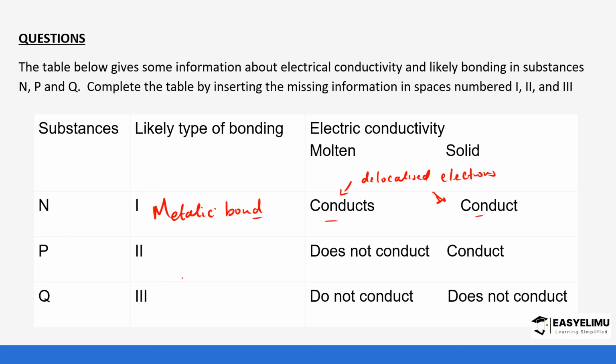Then when you look at substance P, it does not conduct electricity in molten state, but it conducts electricity in solid state. The one that behaves this way is a giant atomic structure, graphite. So we will say it's covalent bonding. But if you were asked about the structure, we would say it's the giant atomic structure. And this is actually the one that behaves in this manner. It usually conducts in solid state and it has delocalized electrons.